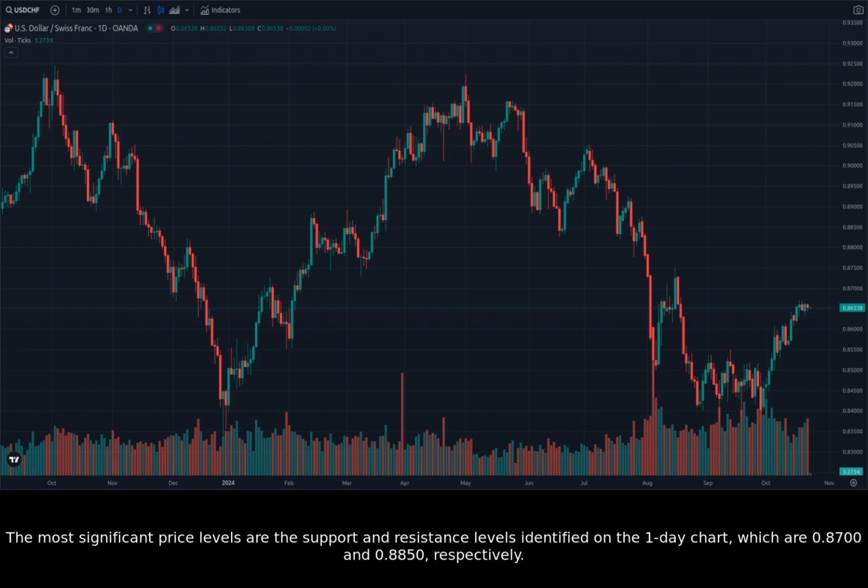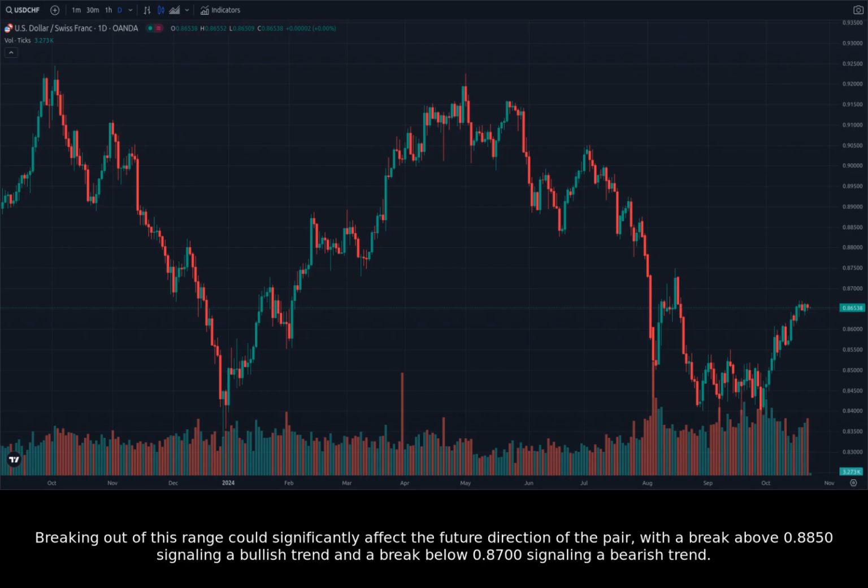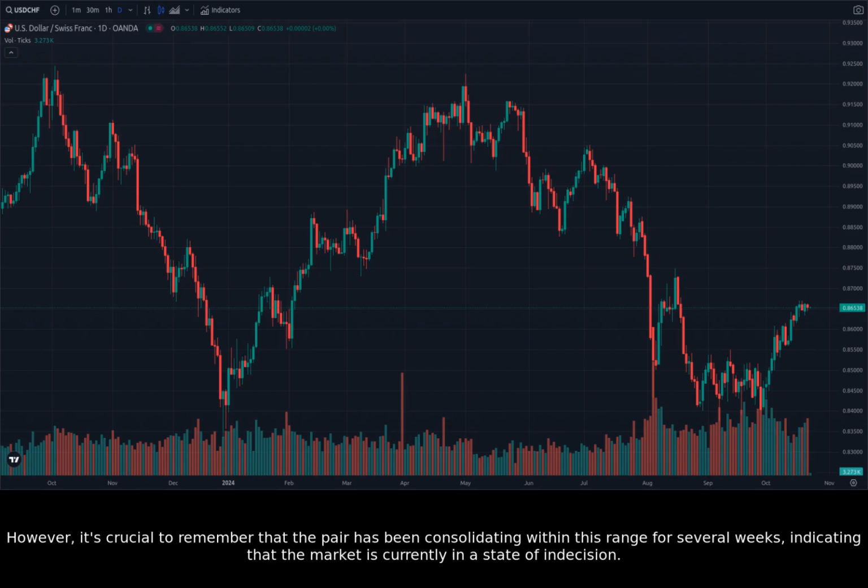0.8700 and 0.8850, respectively. Breaking out of this range could significantly affect the future direction of the pair, with a break above 0.8850 signaling a bullish trend and a break below 0.8700 signaling a bearish trend. However, it's crucial to remember that the pair has been consolidating within this range for several weeks, indicating that the market is currently in a state of indecision.